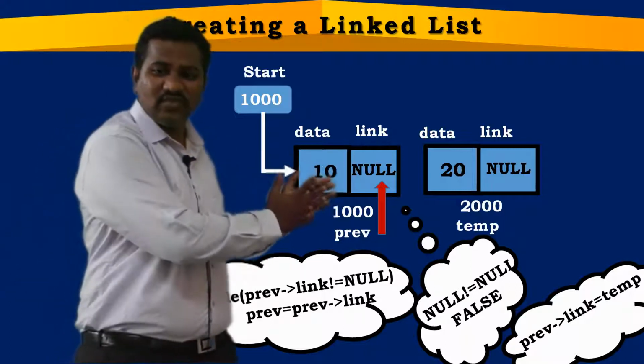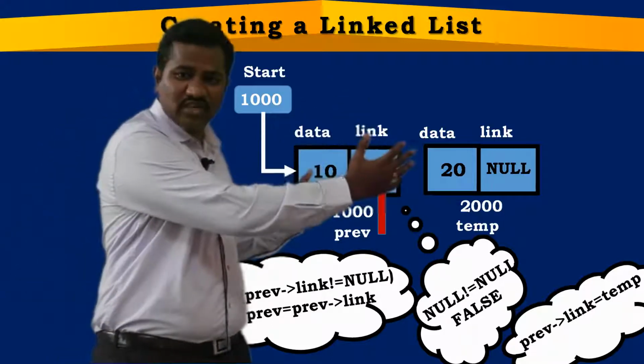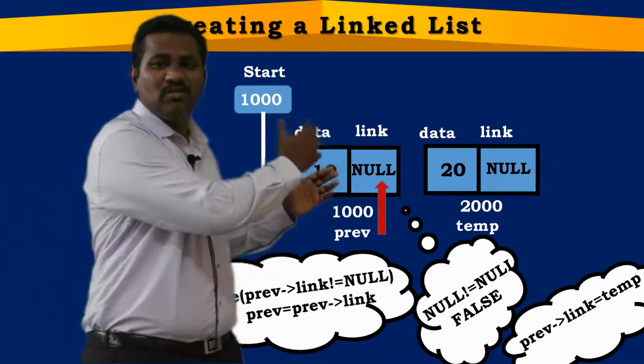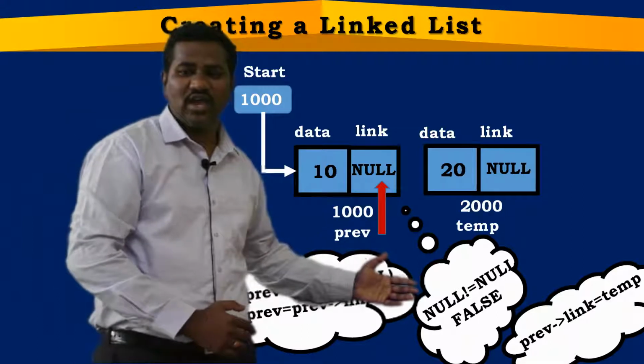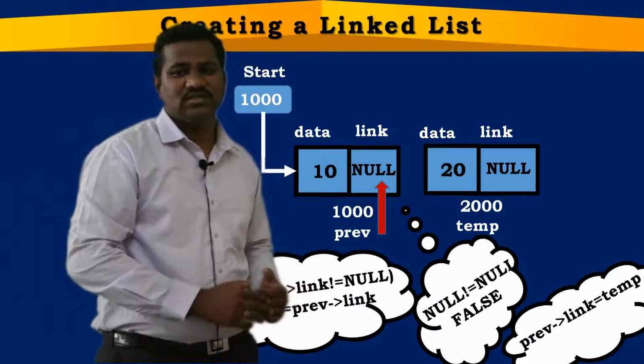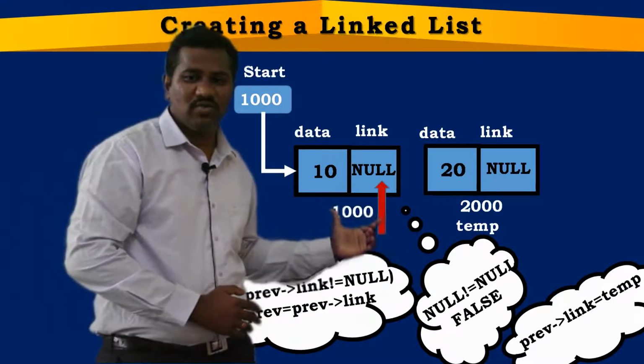We already created the first node in the list and we are in the process of creating the second node. So the first node's link part always contains null. So the condition null not equal to null, what do we have here? The condition is false. So we need to stop the process here.